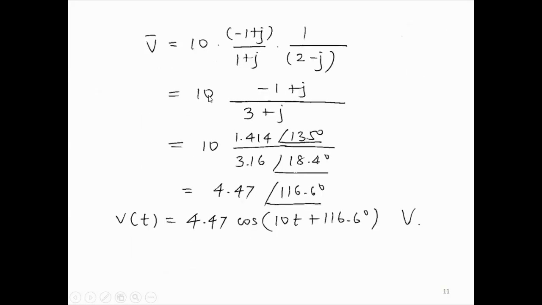So the final V is 10 into (minus 1 plus J) by (3 plus J). And then we convert this to polar. Incidentally, this is minus 1 plus J. So the magnitude is square root of 2, which is 1.414. And the angle is tan inverse of 1 divided by minus 1, which is minus 1. So tan inverse of minus 1 is 135 degrees. And then 3 plus J is all this. And then we divide the magnitudes and multiply by 10 and then subtract the phases. So V turns out to be 4.47 cos(10t plus 116.6 degrees).